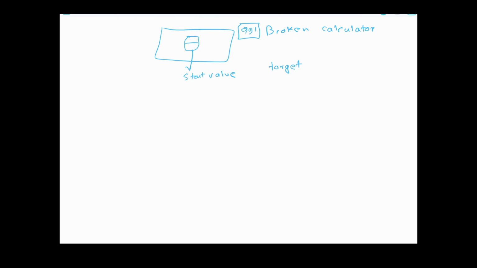Then only two types of operations are allowed in this calculator for this initial start value. Either we can multiply this number by 2, or we can subtract 1 from the value, right? Doing this, we have to reach the target number, and the constraint is that both start value and target number are between 1 and 10 to the power 9.